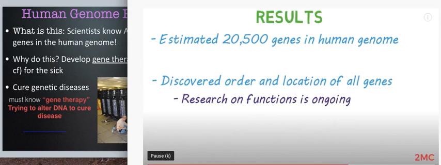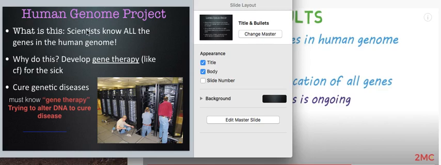Okay, so how do we know there's 20,500 genes in the human genome? Well, because we did this project where we wanted to identify where all the genes are in all of our 46 chromosomes. This is where the Human Genome Project is stored. All the information, all the genes, literally the base sequences for all the genes in a human are stored at a computer in the Northeast United States.